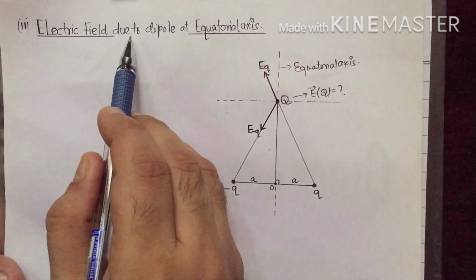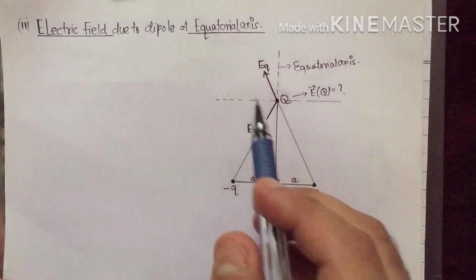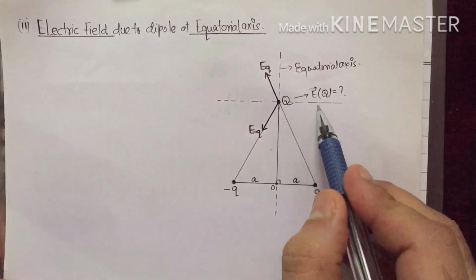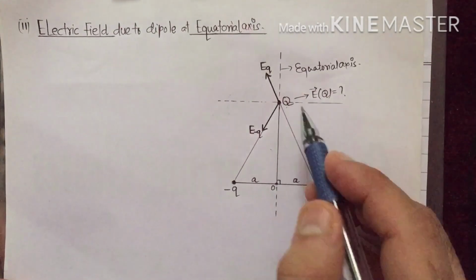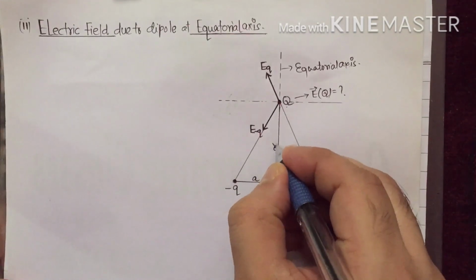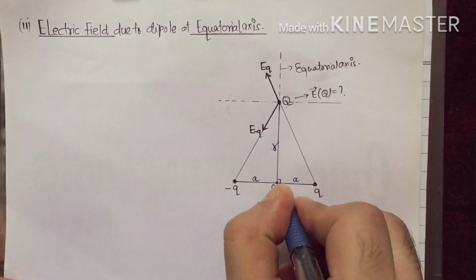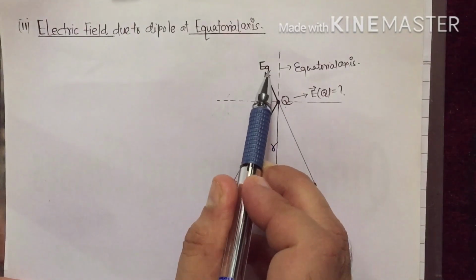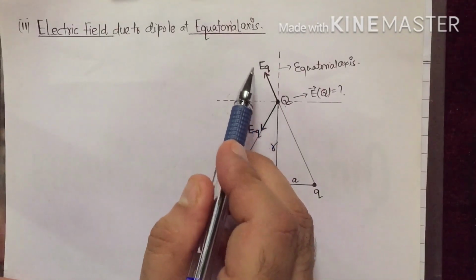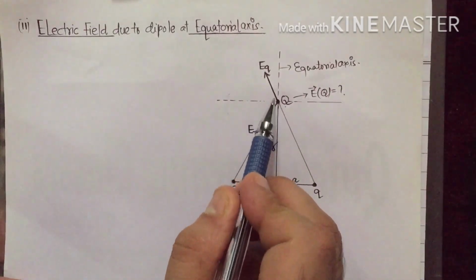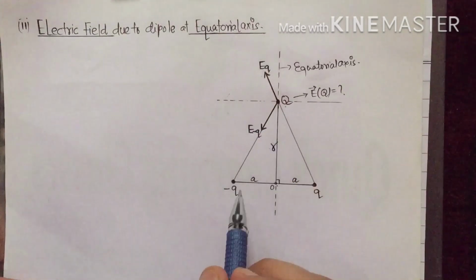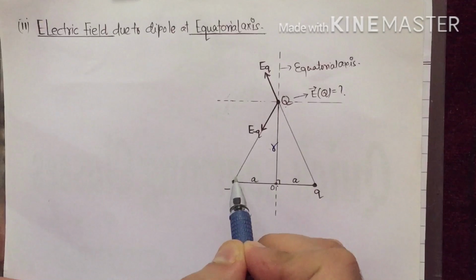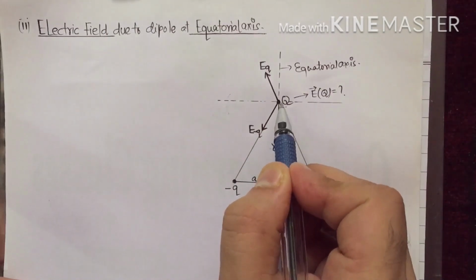Let's calculate electric field due to dipole at equatorial axis. Here in the figure, Q is any point on the equatorial axis where we have to calculate electric field at this point. This Q is at r distance from the center of the dipole. Here E of plus q is the electric field due to charge plus q, which is in outward direction, as plus q charge will repel the test charge present at Q. Similarly, E of minus q is the electric field due to negative charge, which has tendency to attract the test charge present at point Q.